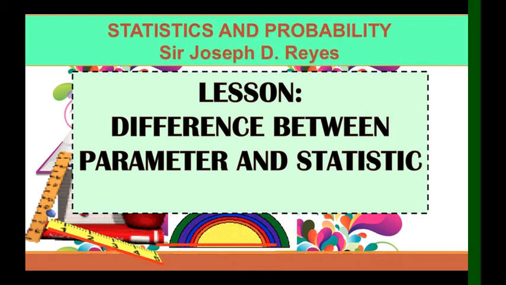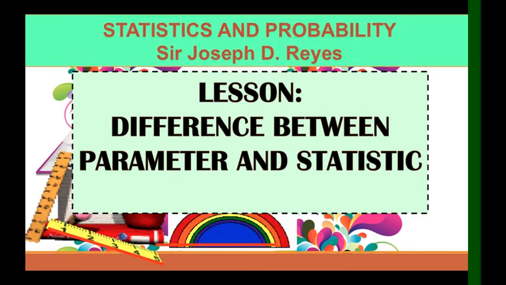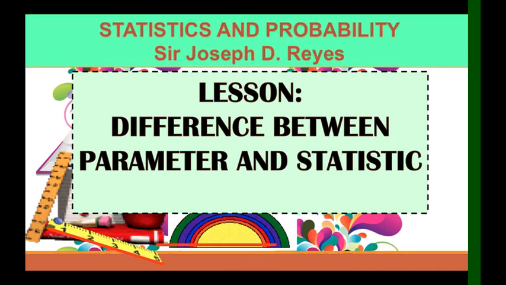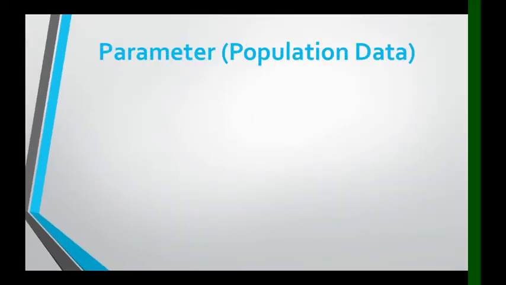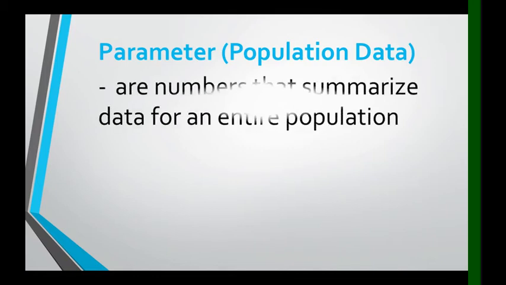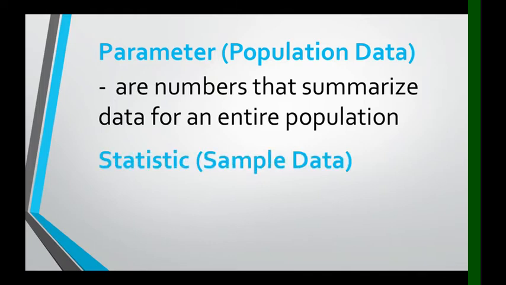Thanks. And now let's proceed to our main topic for today, which is all about the difference between parameter and statistic. So when we are talking about parameter, it is a population data. These are numbers that summarize data from the entire population. Let's say from 50,000 Filipinos, 70% of them are adolescents. Parang ganun. Okay? So, entire population.